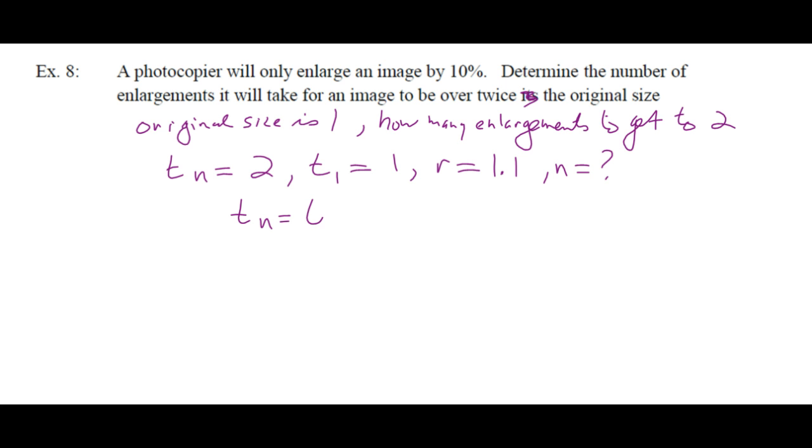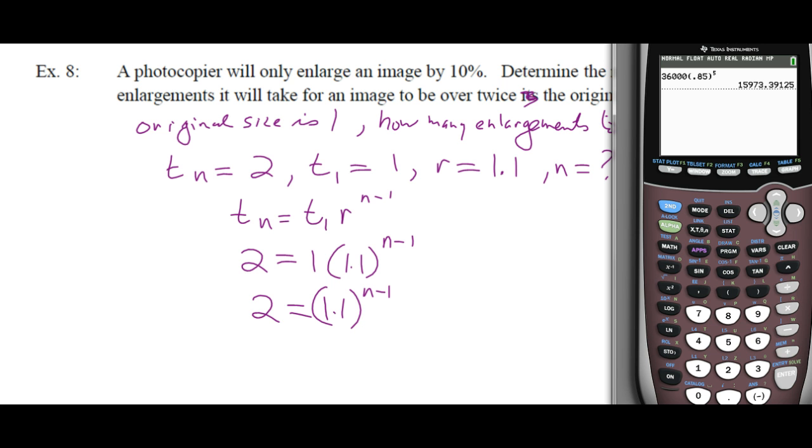Formula: T sub n is T1 r to the n minus 1. 2 is equal to 1 times 1.1 to the n minus 1. Divide both sides by 1, like that's needed. Then solve this using the calculator. Clear this out. This will be 2. This will be 1.1 to the x minus 1. That way we're going to solve directly for n.